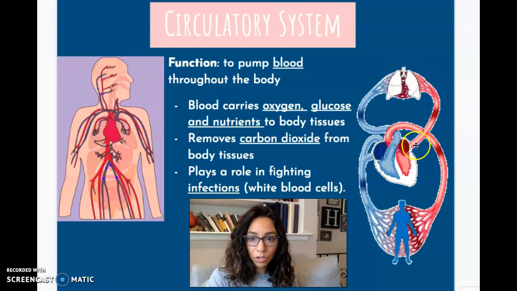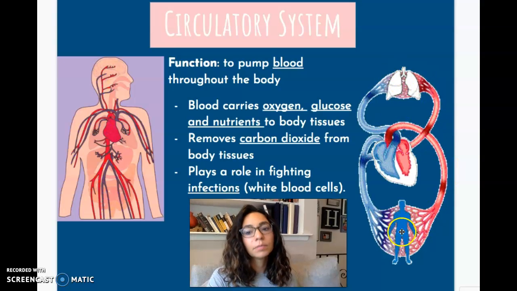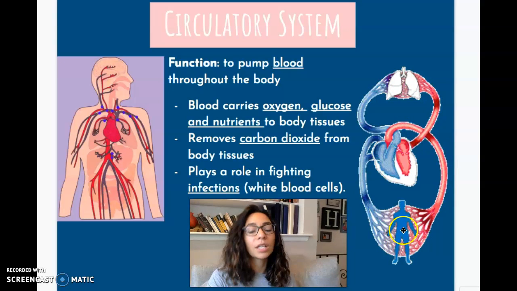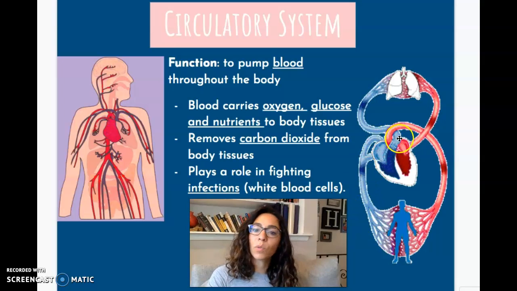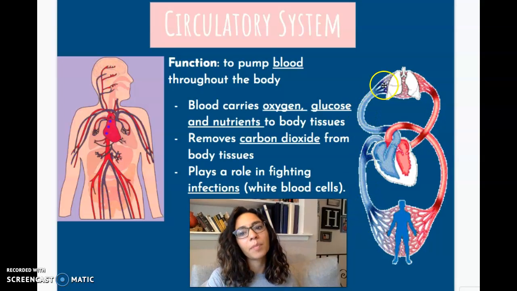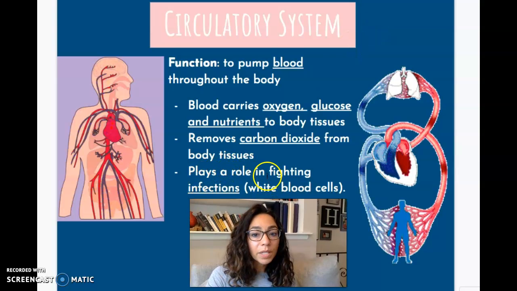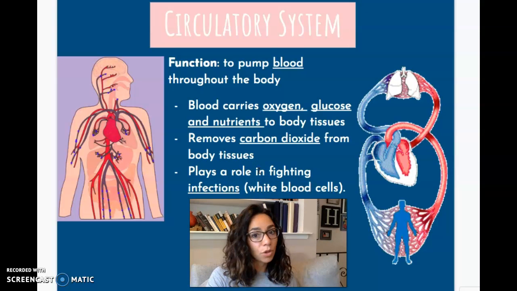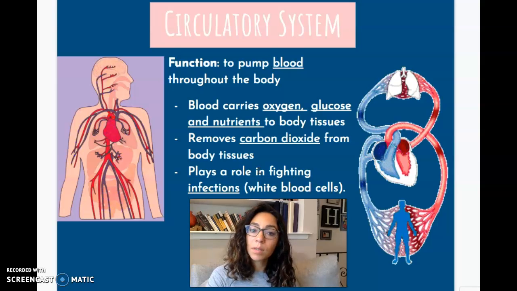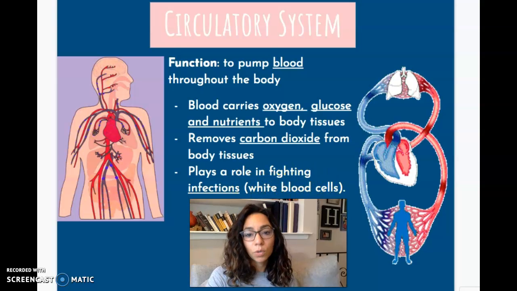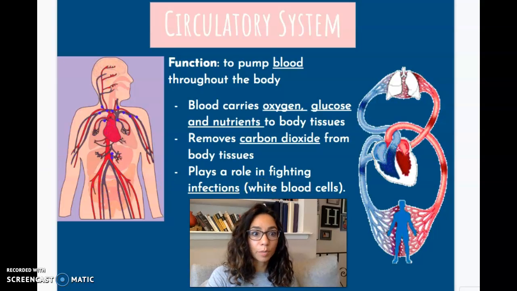So we bring the oxygen to the body, cells use it to make energy, and then release carbon dioxide waste, which is brought back to the heart, which pumps it back to the lungs, and we can breathe it out. Blood also plays a role in fighting infections, which we'll talk about later when we get to the immune system, but white blood cells do a really good job at keeping our body safe from germs.